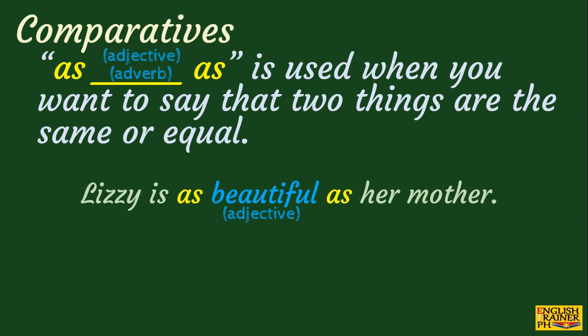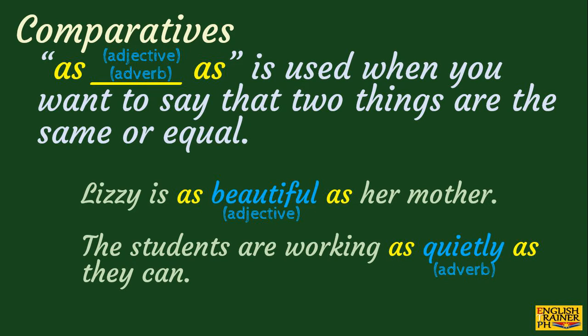Let's take a look at the first example. Lizzie is as beautiful as her mother. This means that Lizzie and her mother are equally beautiful, or they are the same. In the second example, we're going to put an adverb, and this adverb is quietly. So, the students are working as quietly as they can.